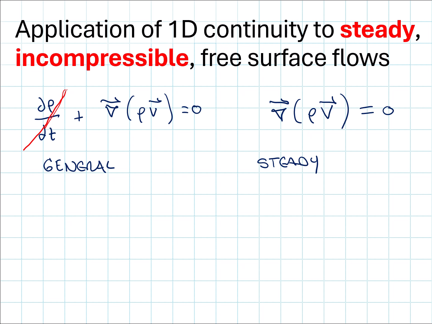So now if I want to apply my general form to incompressible flows, now I've got all terms that have a change in density over either space or time that are going to go away, and I'm just left with del v is equal to 0.